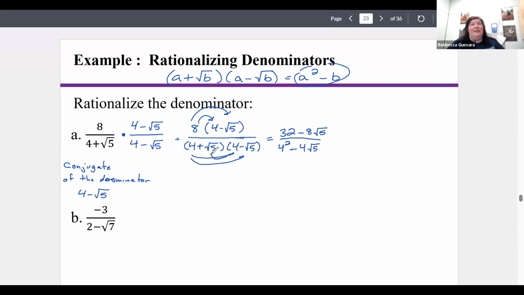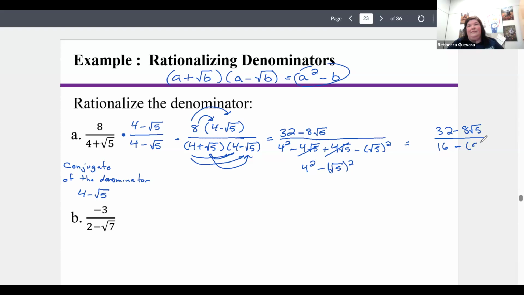Then we're going to have square root of 5 times 4, which will just be plus 4 square root of 5. And then we'll have square root of 5 times minus square root of 5, which will be minus square root of 5 squared, because we get it twice. I know it's weird looking on top. We'll end up with 32 minus 8 square root of 5. This cancels, and all I'm really left with here is 4 squared minus the square root of 5 squared. So 4 squared is just 16. And then square root of 5 squared should give us the 5.